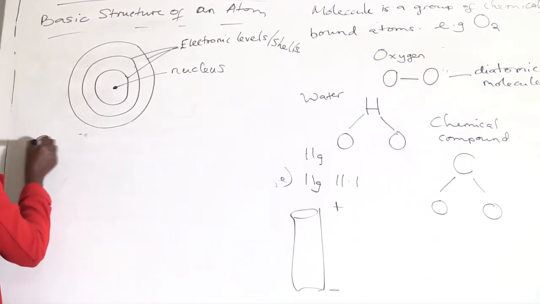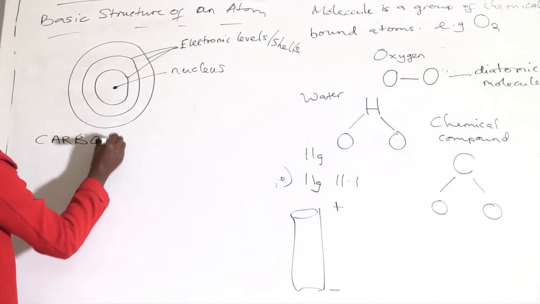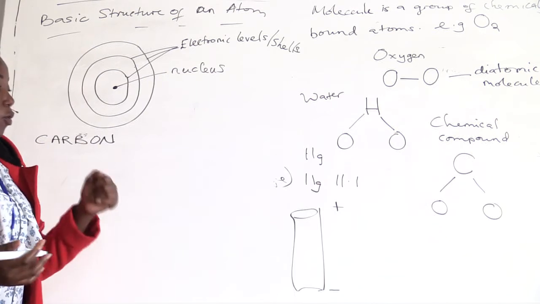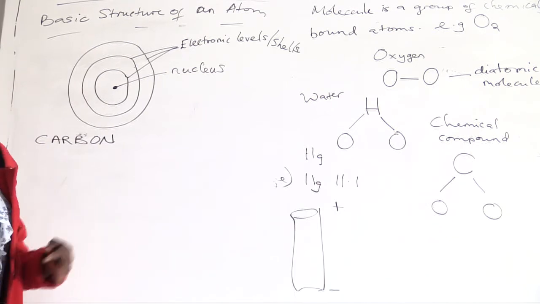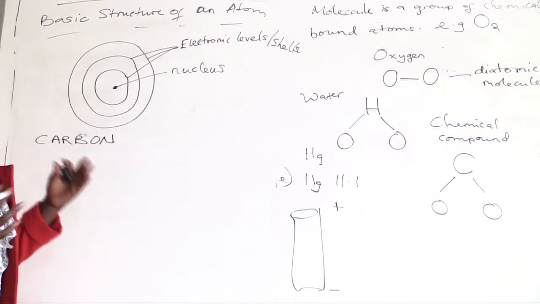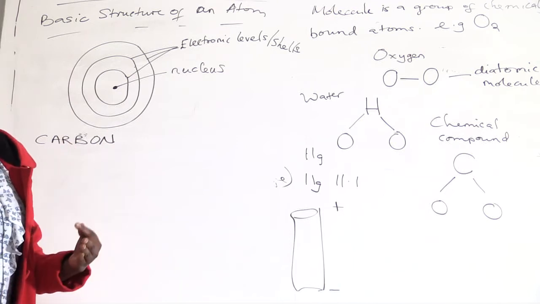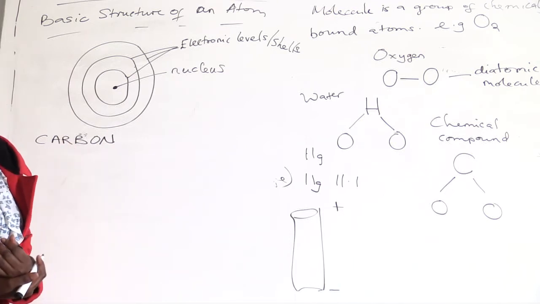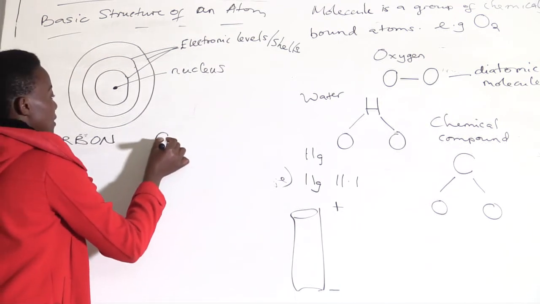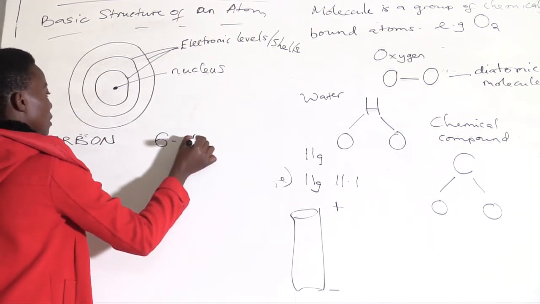Let us look at carbon. Before we look at the periodic table, where you'll be able to see from how many electrons are found in a particular atom, I'll first give you carbon to just show you where you're supposed to put neutrons, where you're supposed to put protons, and where you are supposed to put electrons. So carbon has 6 electrons.